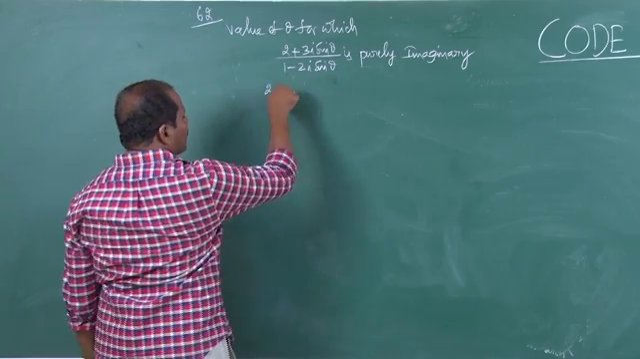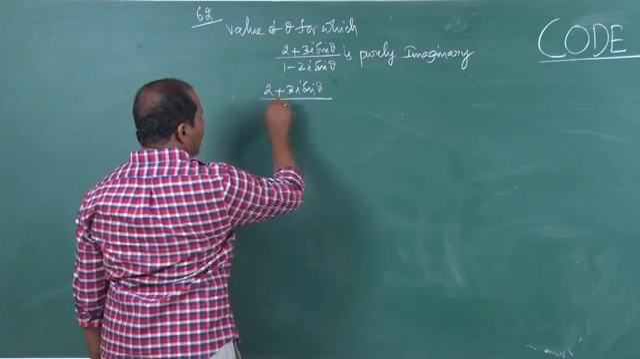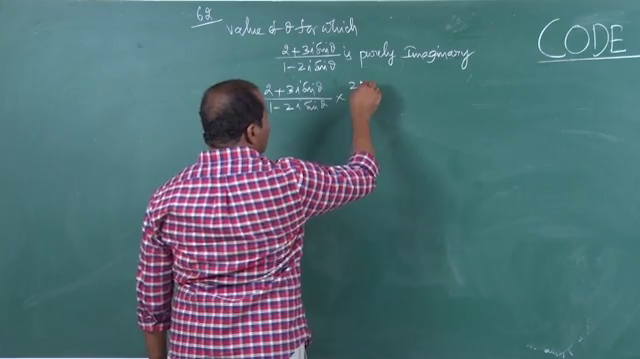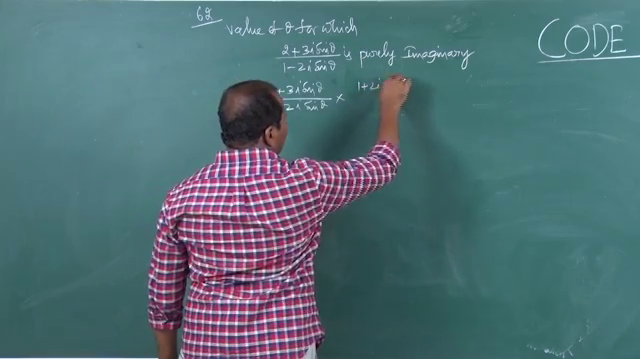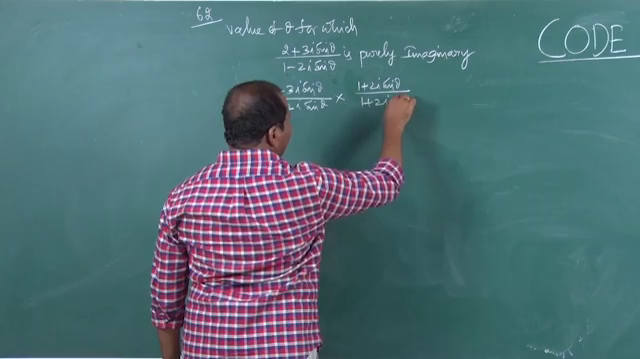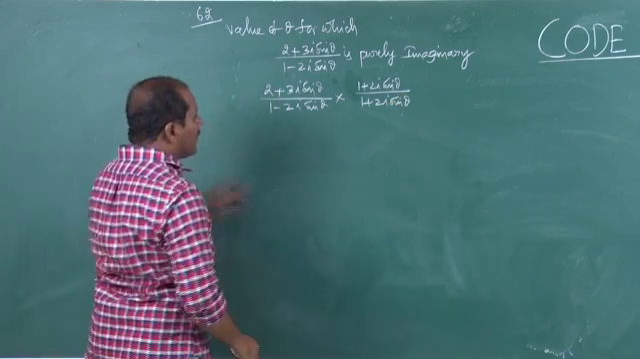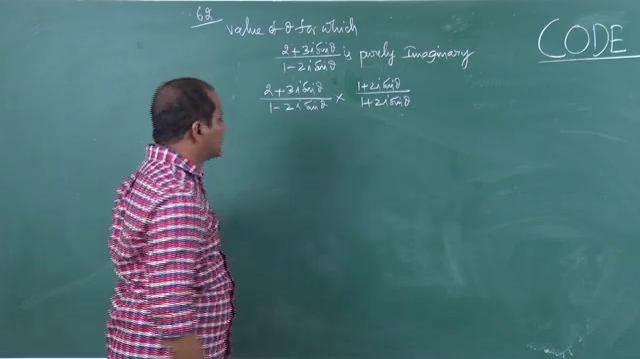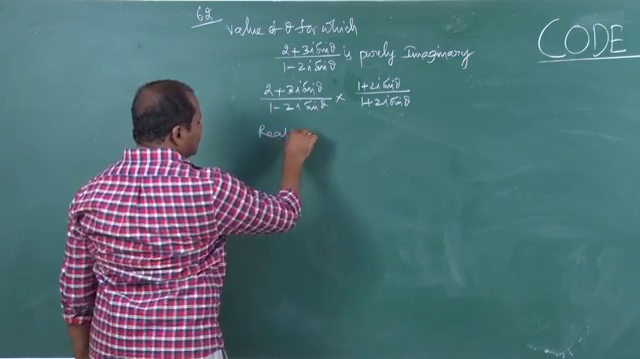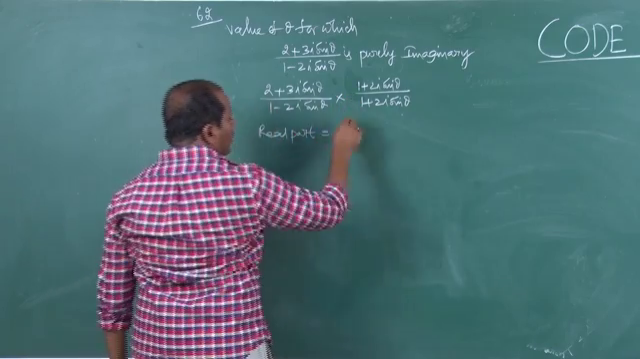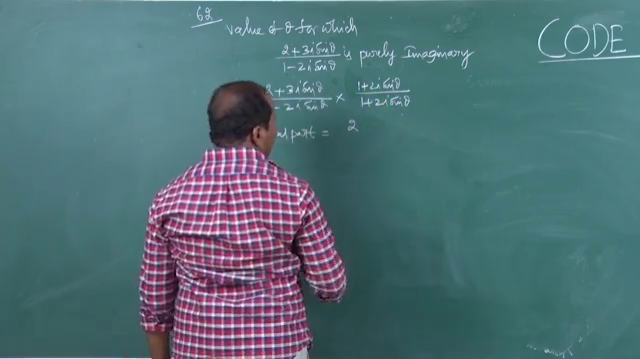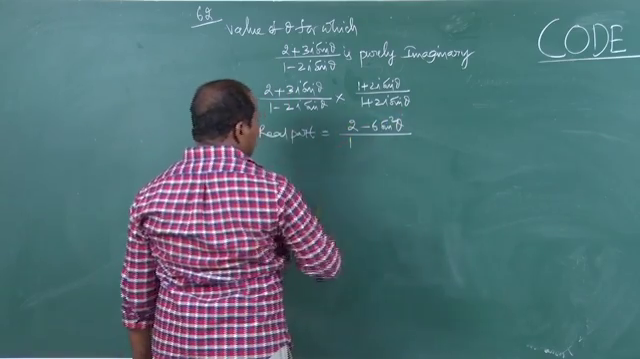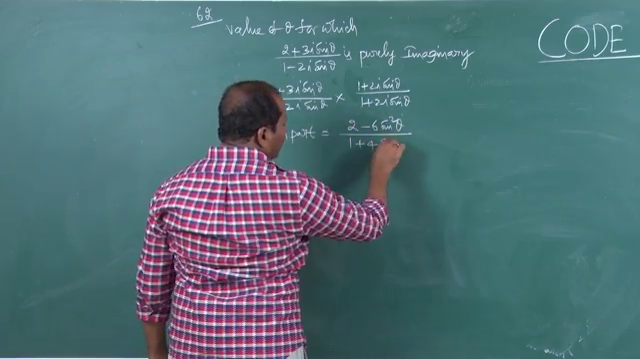So let us write (2 + 3i sin theta) divided by (1 - 2i sin theta), and rationalize this by multiplying by (1 + 2i sin theta) divided by (1 + 2i sin theta). Then the numerator will be, we do not want the total answer, since this is purely imaginary we want only the real part, which is 0. So the real part is equal to (2 - 6 sin square theta) divided by the denominator, 1 square minus (2i) whole square, which is 1 + 4 sin square theta.